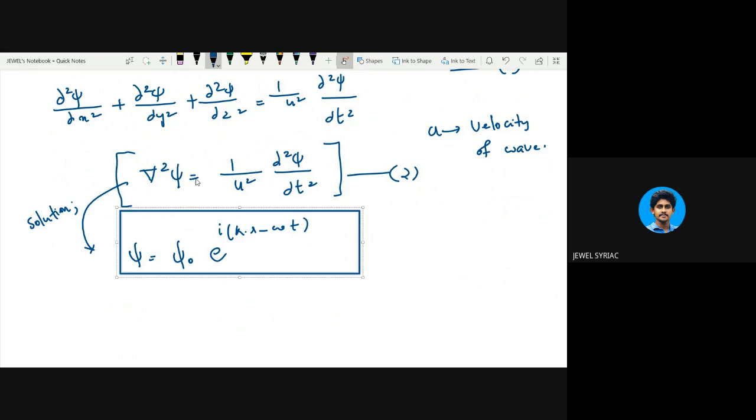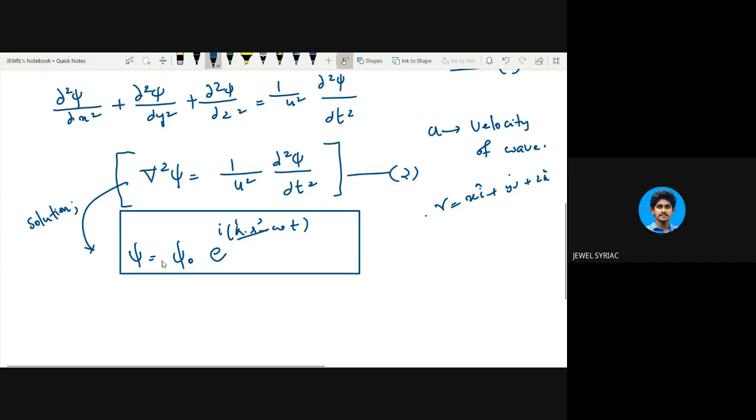It is given by ∇²ψ = (1/u²) ∂²ψ/∂t². Then the corresponding solution of this three-dimensional wave equation is given by ψ = ψ₀ e^(i(k·r − ωt)). Don't spend too much time thinking about this k·r. This r is the position coordinate, that is, the position vector xi + yj + zk. You need not mind k·r, because it has no great importance in the derivation that follows.